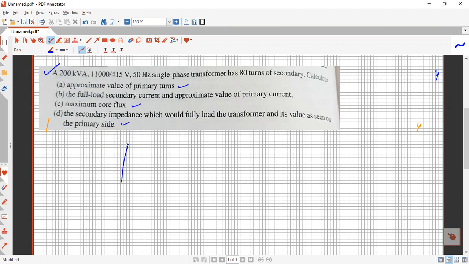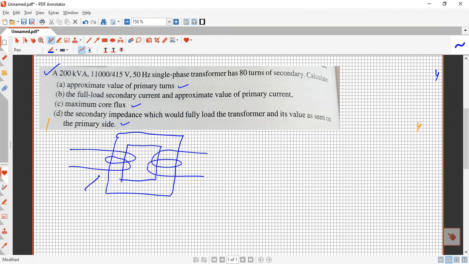So this is the transformer. I am just drawing the diagram for the transformer. It is like this. Here the transformer primary is here. The primary induced voltage is given as 11,000 volt, and the secondary side induced voltage is 415 volt. The single phase transformer has 80 turns on the secondary.